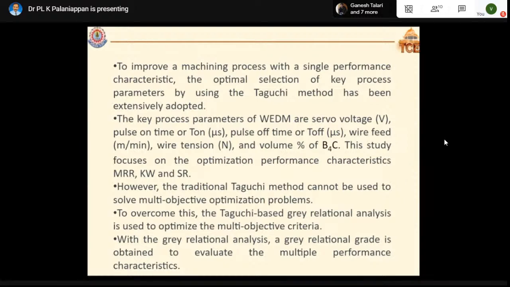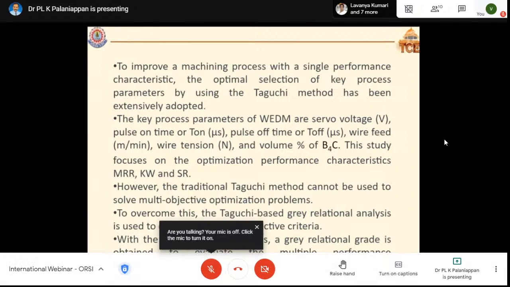The study focuses on optimization of the three characteristics. However, the traditional Taguchi method cannot be extended to solve multi-objective optimization. So here we are going to introduce gray relational analysis.